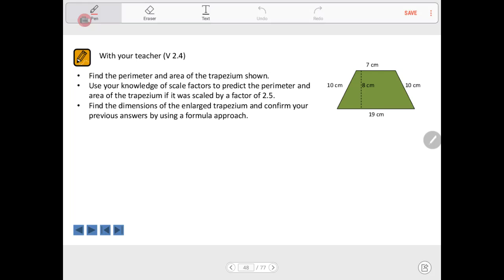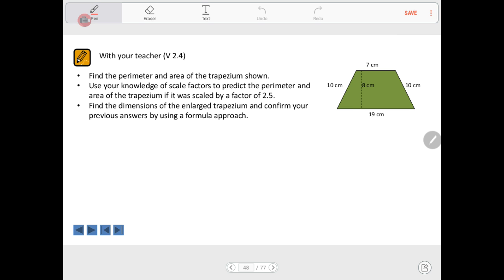Hello college math students. I'm going to complete a few examples from the textbook. I want you to make sure that you try these before watching the video. So if you haven't tried V2.4, which is in the textbook on page 18, we're going to try this one.